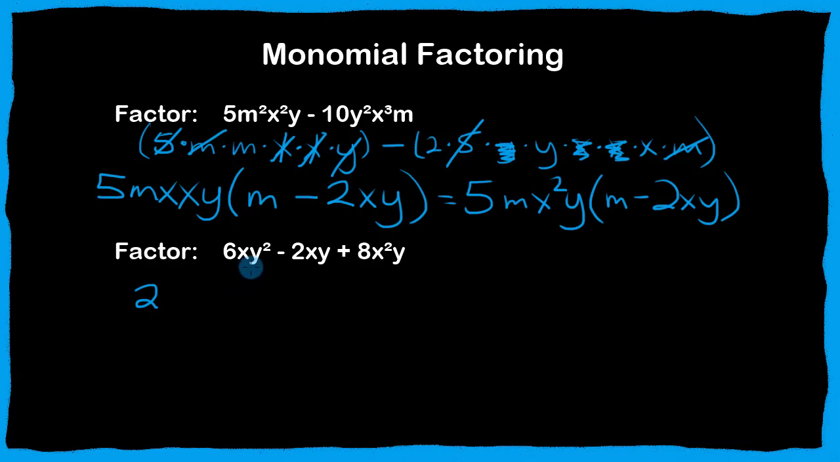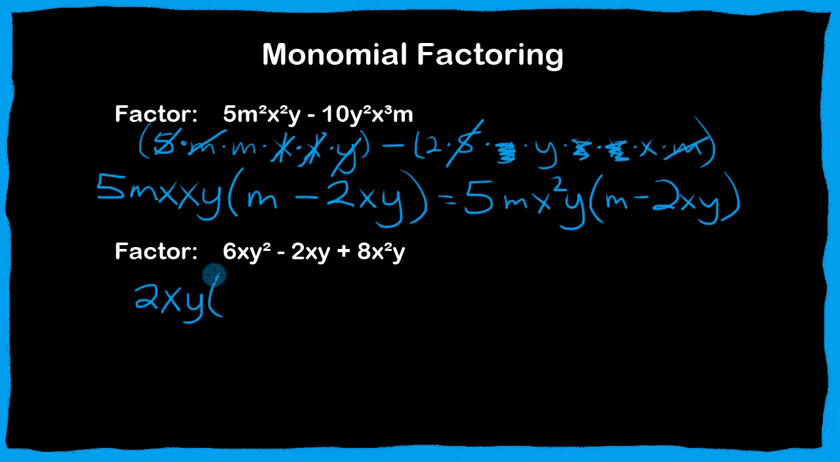What about x's? What is the least number of x's that I have between the three terms? It looks like they all have at least one x. So I'm going to put an x here. What is the least number of y's that each of the three terms has? It looks like it's going to be 1. So there's my greatest common factor.